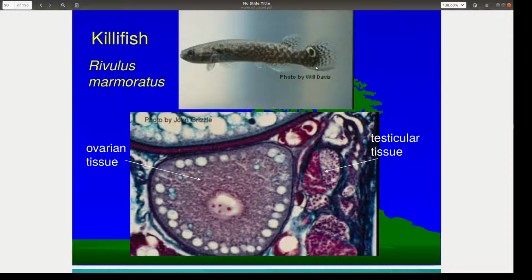Here's the killifish, which occurs in mangrove swamps in Brazil, Rivulus marmoratus. The genus name, I think, has changed now. But you can do a section through the body, and you can find ovarian tissue right next to testicular tissue. These fish can fertilize themselves, and generally do, presumably because it's hard to find mates in these types of environments. And you can get homozygous clones, different homozygous clones of killifish in different regions of mangrove swamps, simply because they're the product of generation after generation of self-fertilization.